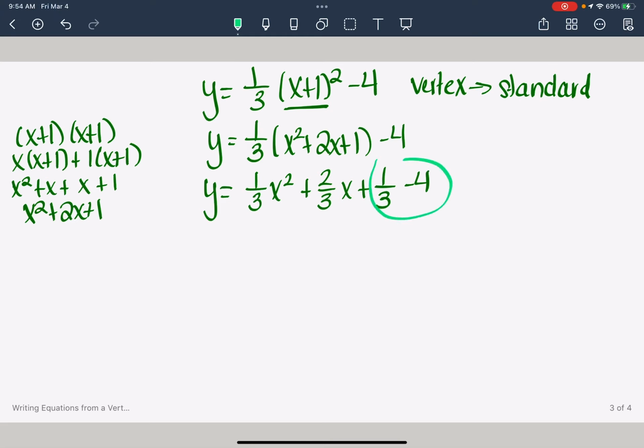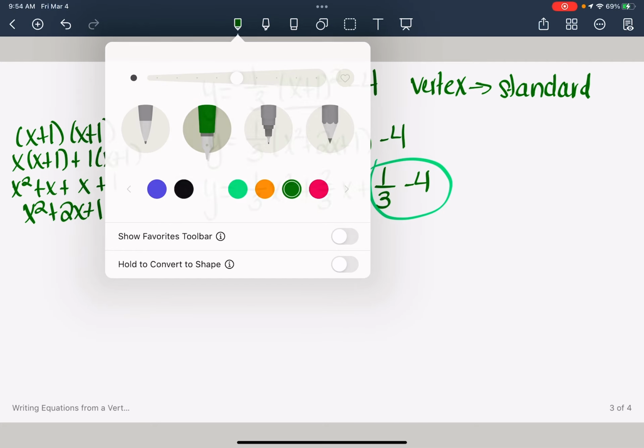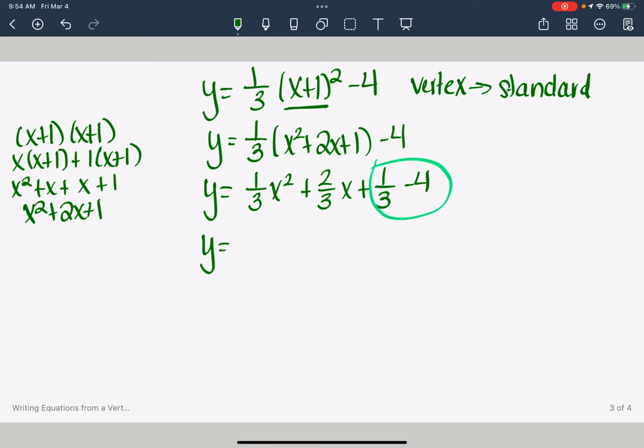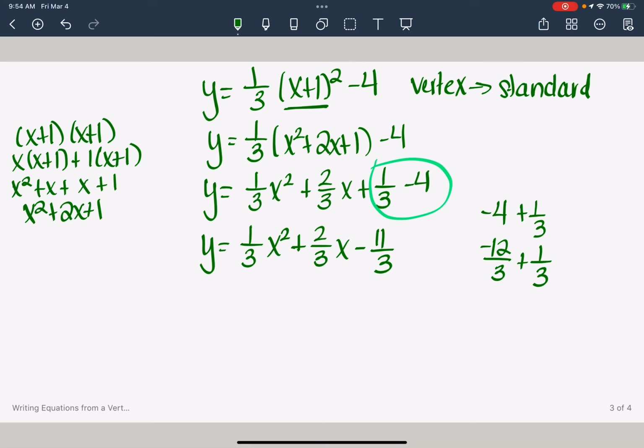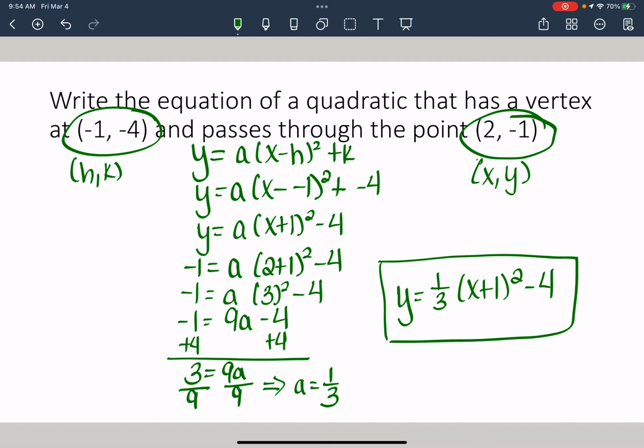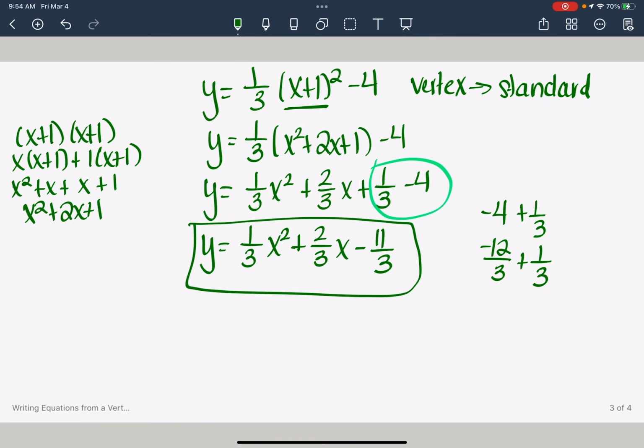So the last step is to combine like terms. If you notice, this 1/3 and minus 4, they're both constants, so I'm going to combine them. So I get y equals 1/3 x squared plus 2/3 x plus, and now I need to do -4 plus 1/3. Remember, I need to find a common denominator to do that, so that's going to be -12 over 3 plus 1 over 3. So that'll be plus -11 over 3. And that's how you write that equation in standard form. So depending on the form, you can either stop here at vertex form or you can convert it to standard form.